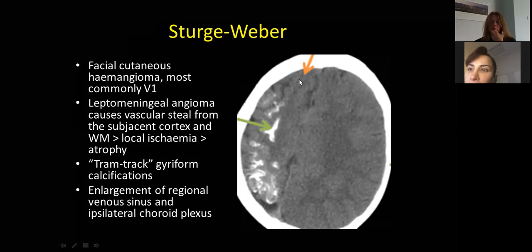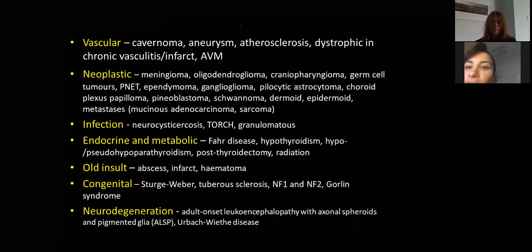And we talked about this last week, but the atrophy is because the abnormal AVM or pial AVM is stealing blood from the normal brain. So it becomes a bit ischemic and a bit atrophic. The other thing that you can get in Sturge-Weber is enlargement of the dural venous sinus. So it's worth looking at the dural venous sinus in these patients and also looking down at the ipsilateral lateral ventricle because the choroid plexus can also be enlarged. So it's really a combination of findings in these patients.